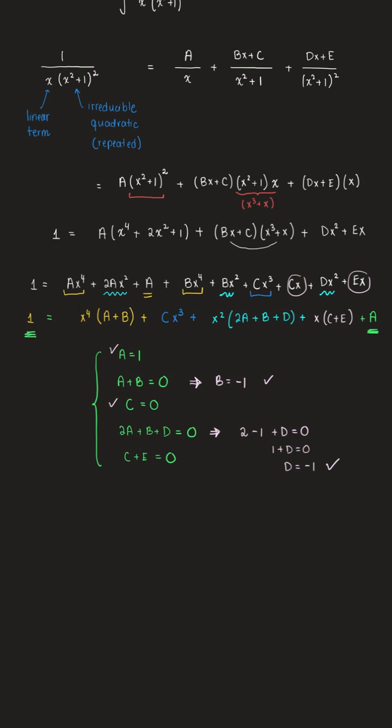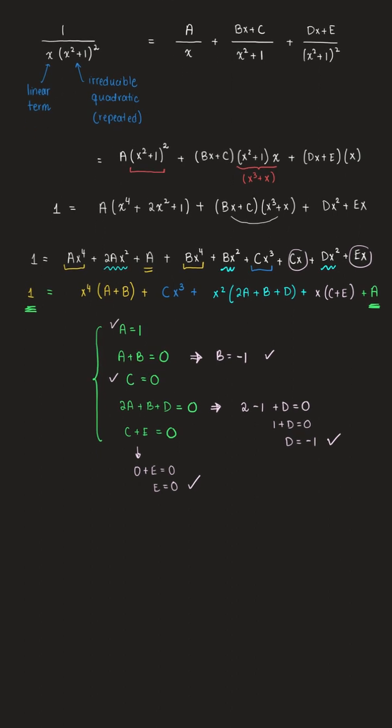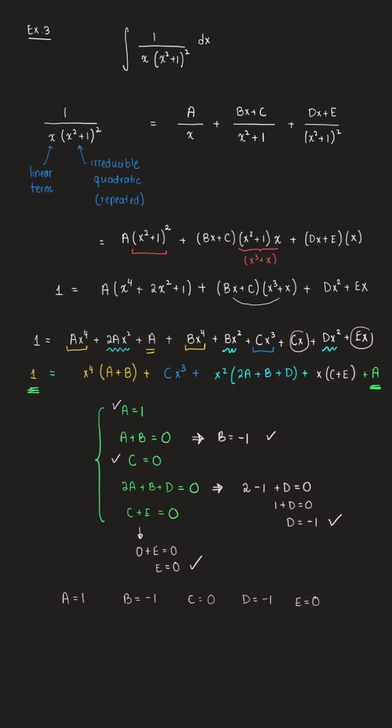So now we've got a, b, c, and d, and we need e. But since we have c from this equation, c is 0, so 0 plus e is 0, which means that e is also 0. We have all of them. Let's write that down. So we've got a is 1, b is -1, c is 0, d is -1, and e is 0. And now we're going to go to our partial fraction decomposition above. I'm boxing it right now in pink, and put in our constant values and integrate.